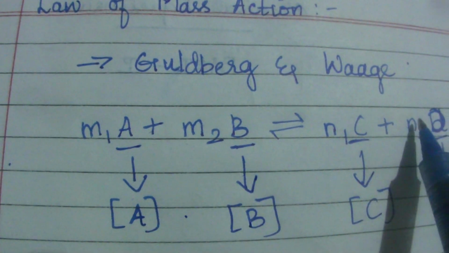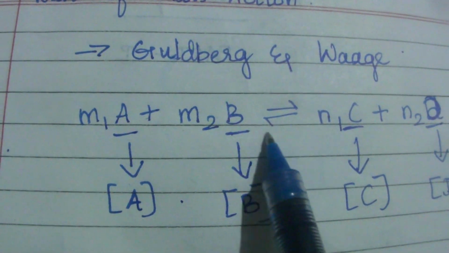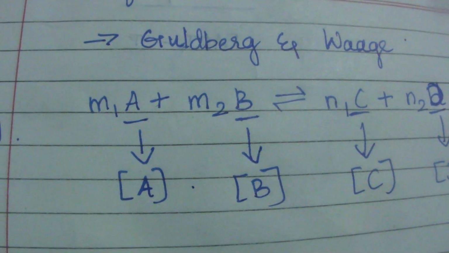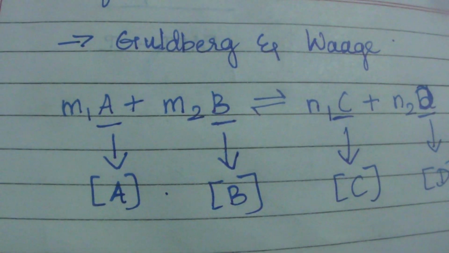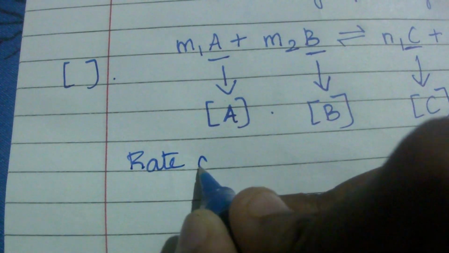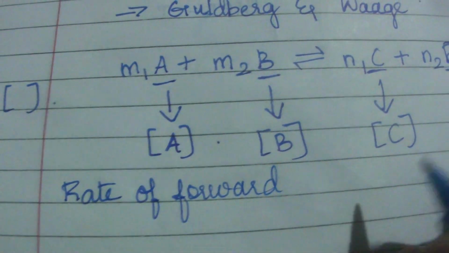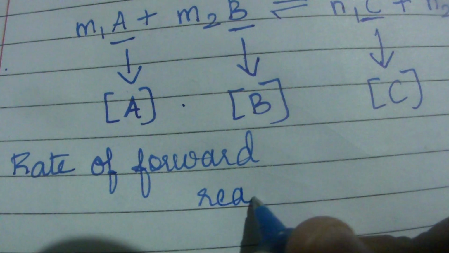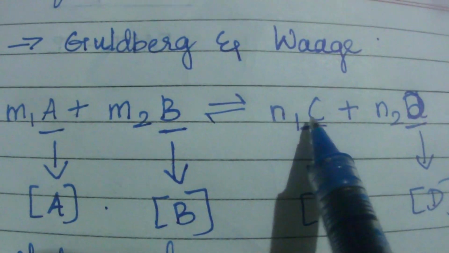This is a reversible and also a homogeneous reaction, and it has attained an equilibrium, as you can see here. So what does this law state? The rate of a chemical reaction. First let us write the rate of the forward reaction, which is m1A plus m2B gives n1C plus n2D.